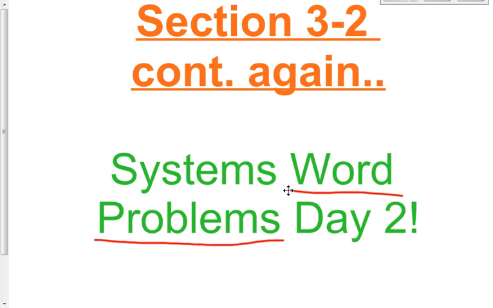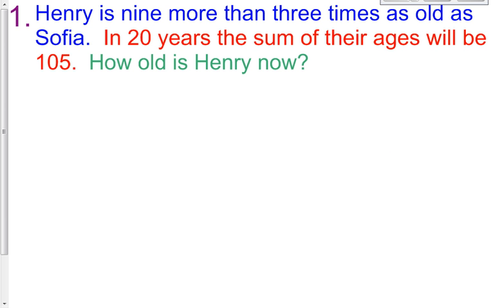We're going to start here with number 1. Number 1, Henry is 9 more than 3 times as old as Sophia. In 20 years, the sum of their ages will be 105. How old is Henry now? So you can do this by guessing and checking. That isn't the most efficient way. The most efficient way is by setting up a system of equations.